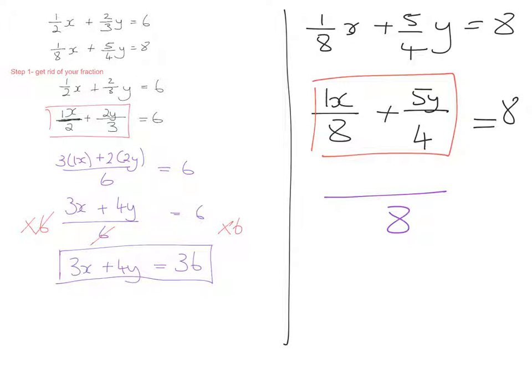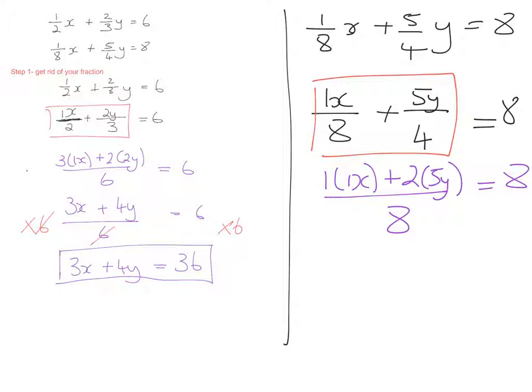So 8 goes into 8 once, and it's 1 times 1x, plus 4 goes into 8 twice, and it's 2 times 5y equals 8. At this point now, I'm going to work out my top line here, which is the brackets.